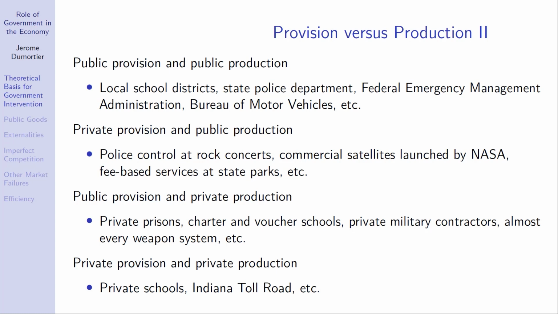Sometimes you also have public provision and private production. So think about private prisons, charter and voucher schools, private military contractors, and basically almost every weapon system. If you're thinking about the public provision, they're using those, for example, those prisons or those private military contractors, but they are actually privatized. They're coming from a private production.